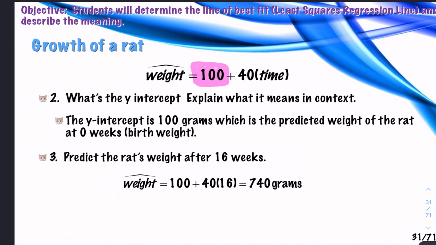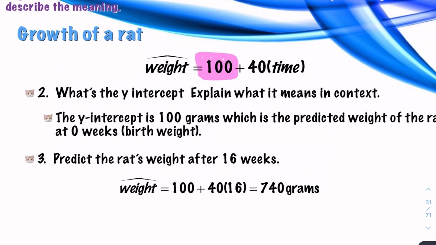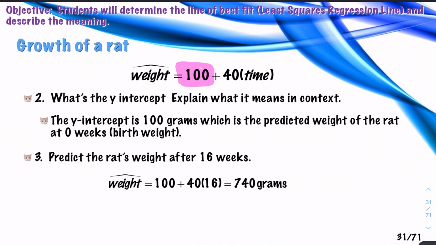3, what's the rat's weight after 16 weeks? Okay, so if we're using time, 16 weeks, we use our model. Weight, our predicted weight, or weight hat, is equal to 100 plus 40 times 16, which is 740 grams. Okay, we're just doing a little bit of math here.